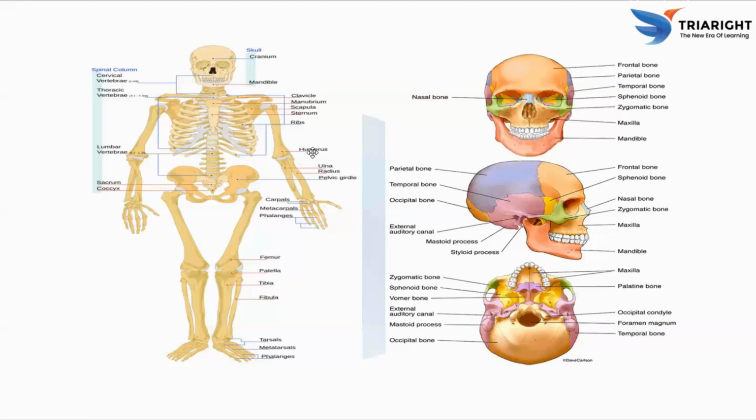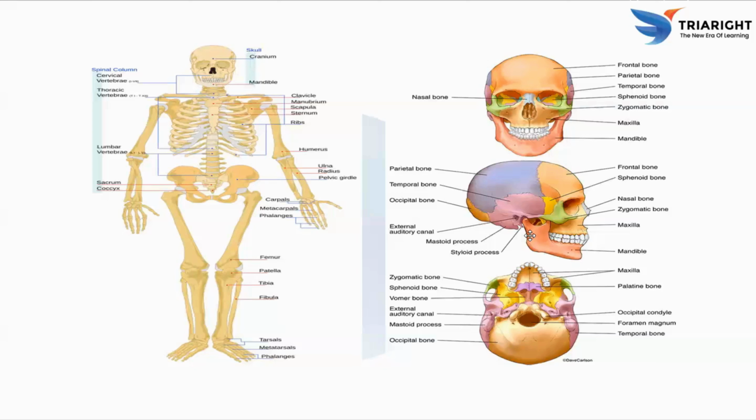And humerus, ulna, radius, these are the upper extremity bones. The pelvic girdle is a bone within the pelvic cavity. Carpals, metacarpals, phalanges, these are the hand bones, finger bones. Femur is the thigh bone, which is the largest bone in the human body. Patella is the kneecap, and tibia, fibula are the lower extremity bones. Tarsals, metatarsals, phalanges are the foot bones.